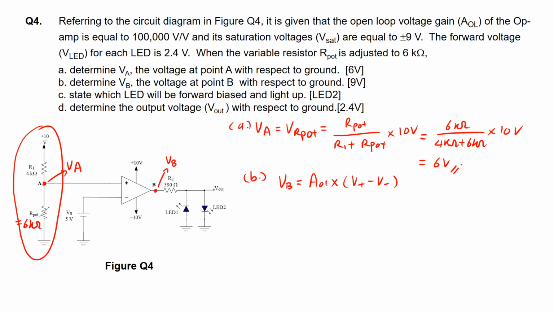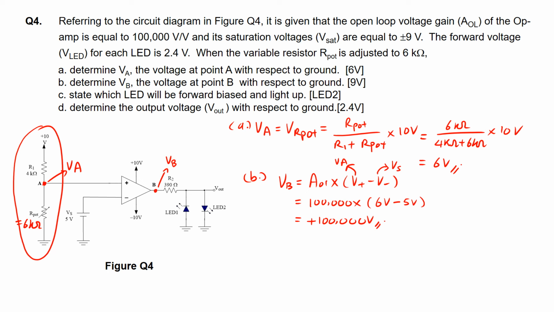The V plus in this case refers to VA, and the V minus refers to VS. AOL is given as 100,000. This is multiplied with VA minus VS. VA, we have calculated earlier, is 6 volts, minus VS. VS is given as 5 volts. Therefore the initial value of VB is plus 100,000 volts.